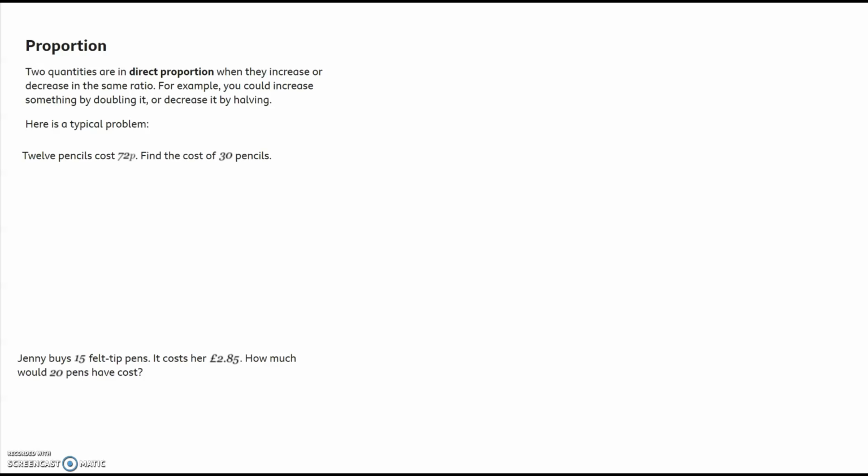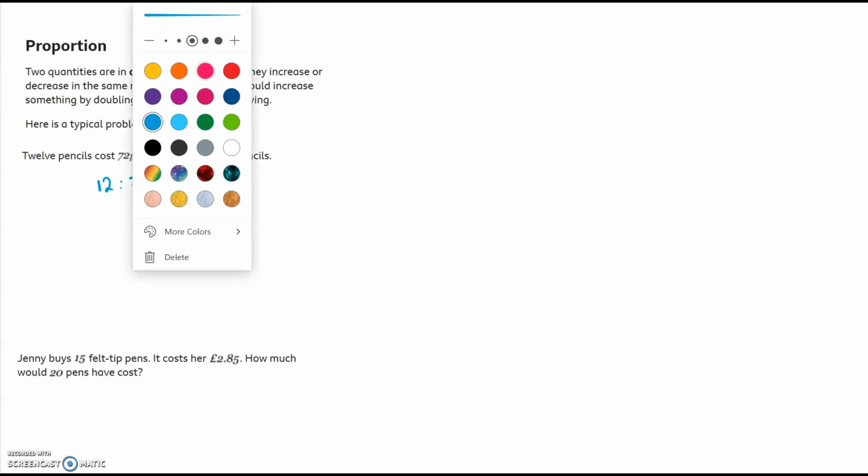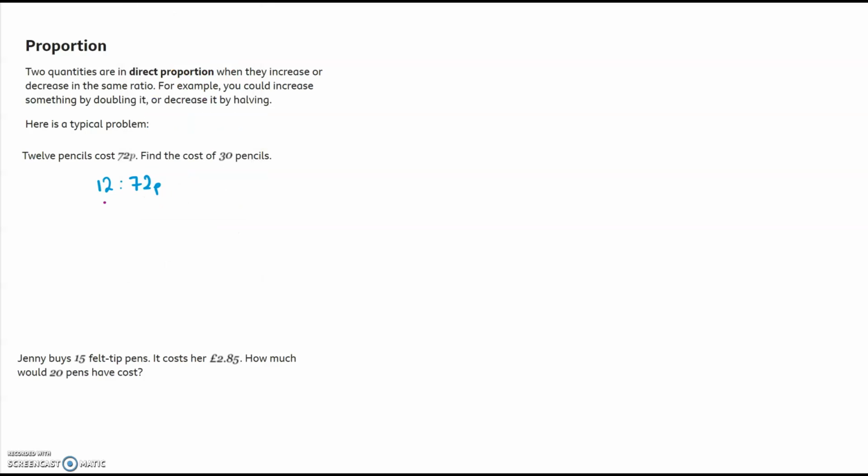So here's a typical problem. 12 pencils cost 72 pence. Find the cost of 30 pencils. The first thing we want to know is the cost of 1 pencil. So if we divide both of these by 12, we end up with 1 to 72 divided by 12, which is 6. So every 1 pencil costs 6p.